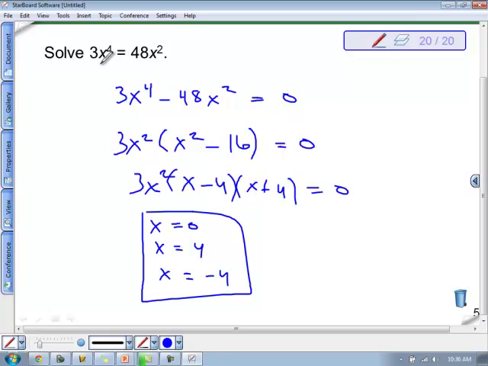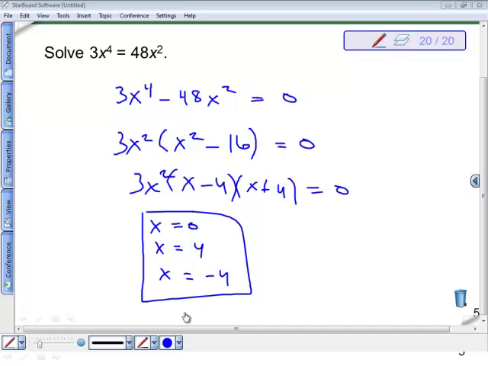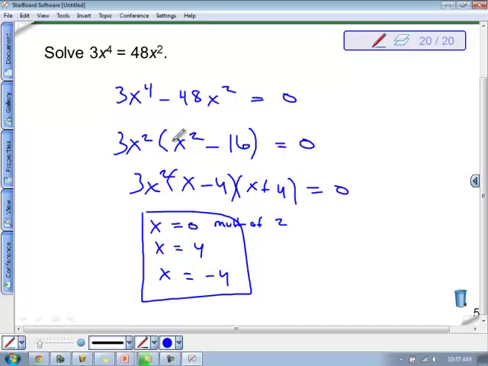Let's double check that all of them work. Obviously 0 works. Let's check to see if 4 works real quick. We know this one checks, but 4 will give me on the left side 768. On the right side, 4 squared is 16 times 48, which is 768. So the middle one checks. And the last one, negative 4, is going to check as well, because the negative goes positive when it's an even power on both sides. So it's going to give me 768 equals 768. So all 3 of them check.